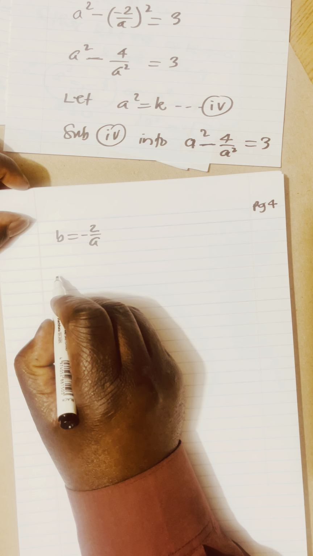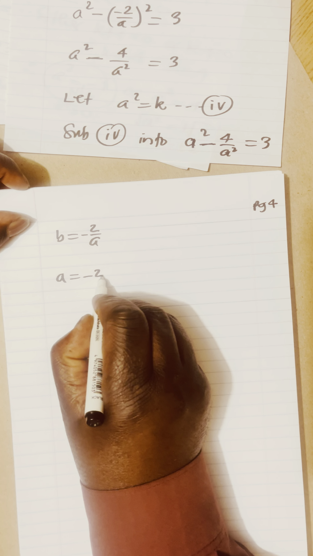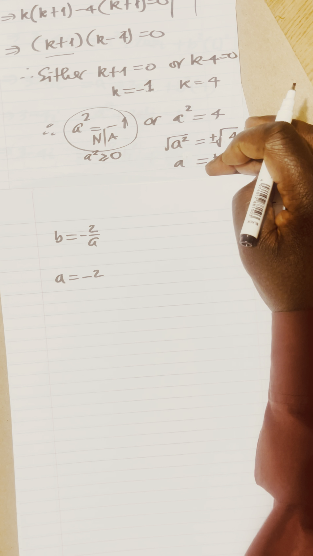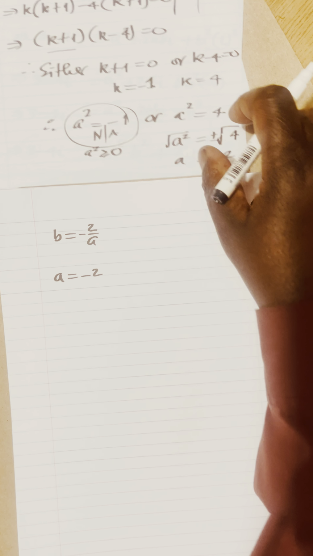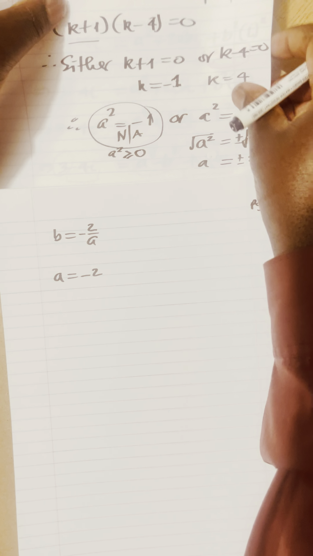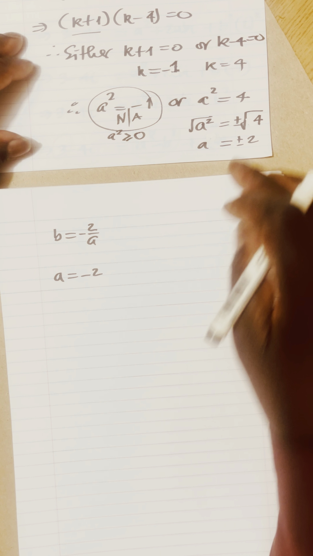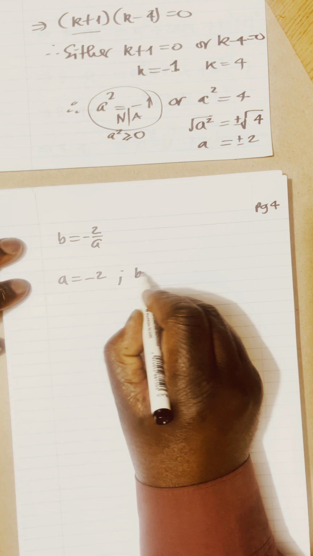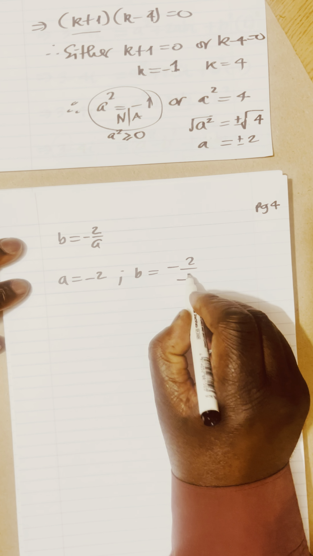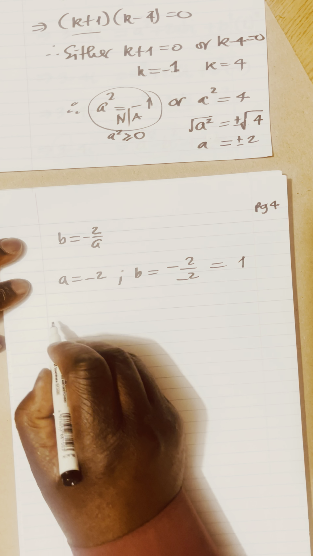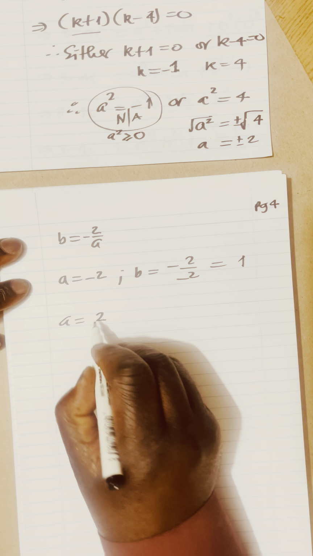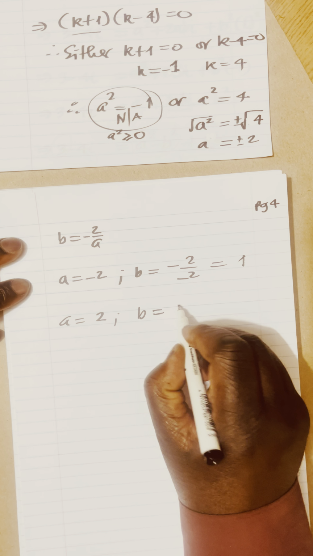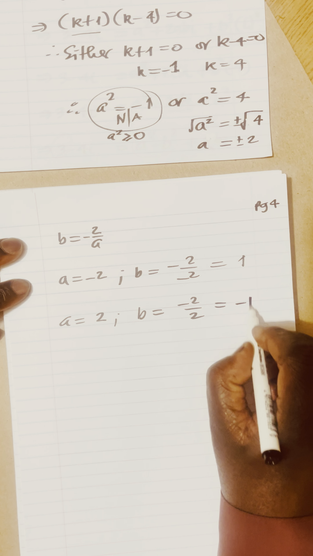So when a equals minus 2, remember the values of a are plus or minus 2, as you can see. So we are saying when a is minus 2, what is the value of b? b will be minus 2 over minus 2, and the answer is 1. And when a equals positive 2, b will be equal to minus 2 over 2, and the answer is minus 1.